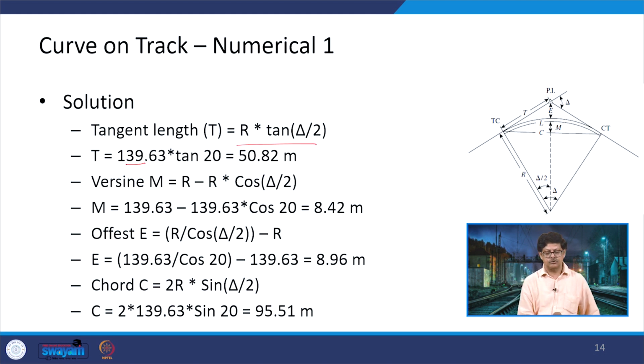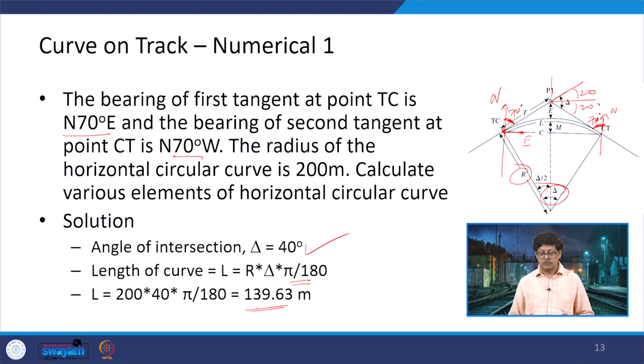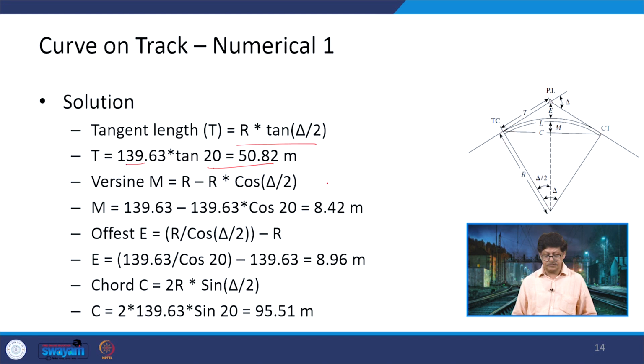Now, R is known to you, so you can find out this value here. Sorry, the R is given as 200 meters. So, this is written wrongly here. This should have been 200 meters. Kindly make a change here.